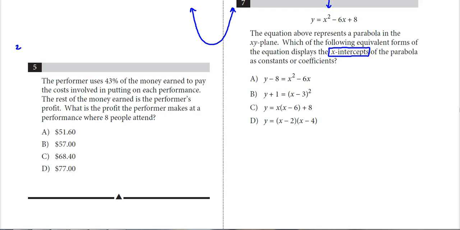So remember on a graph, the x-intercepts would be where it crosses the x-axis. So the ordered pair, the x-intercepts, are going to be something comma 0 and something comma 0. So basically your y value is 0. So what I can do is set this thing equal to 0 and solve this equation. When y is 0, what is x going to be?